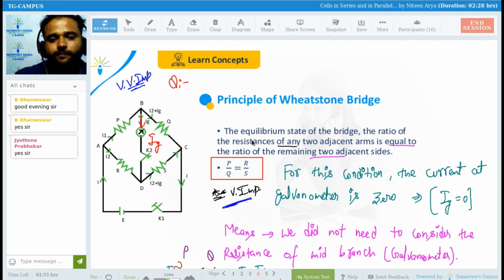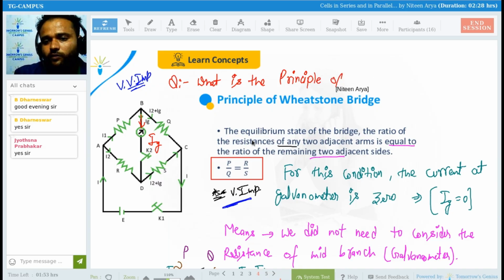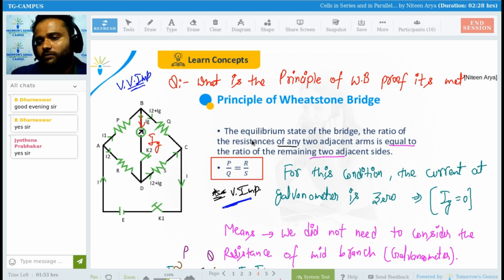And the question, how they form: what is the principle of Wheatstone bridge? That is the principle of, I am going to write VB, not Wheatstone bridge completely. Prove its mathematical formula. So this is your 5 marks question.